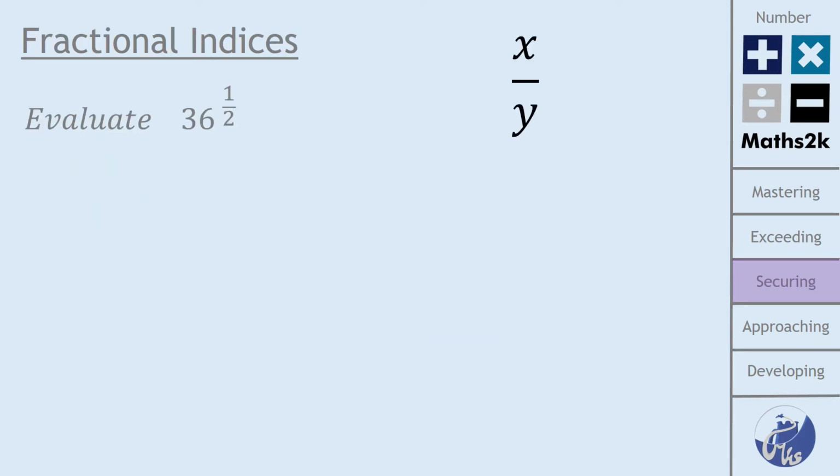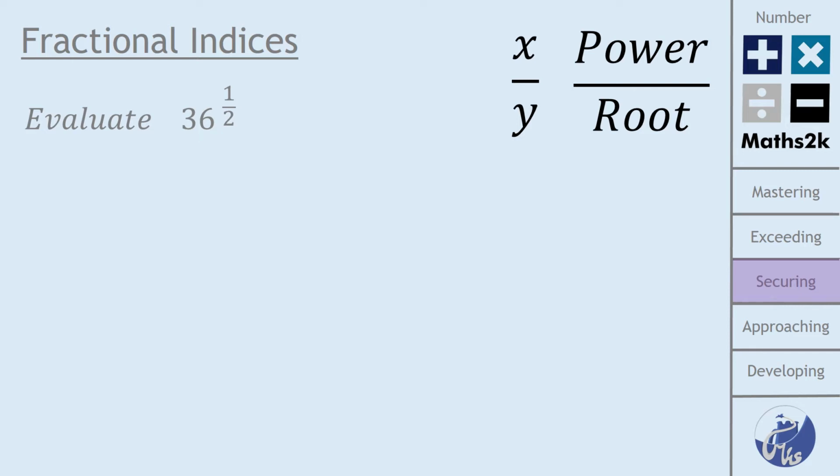The next bit I'm going to look at are fractional indices. In particular, this example here where we look at 36 to the power of a half. Now, when you have a fraction as a power, the numerator will always be a power, and the denominator will tell you the root. So in the case of 36 to the power of a half, the power is 1, and anything to the power of 1 doesn't change, so that's not necessarily going to do much. But because the denominator is 2, that means we're going to look for the square root.